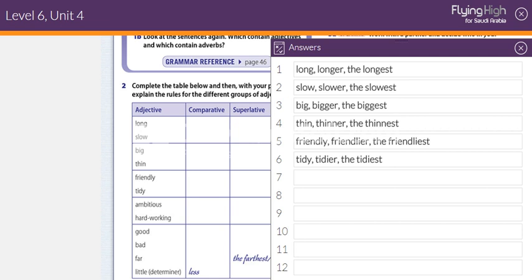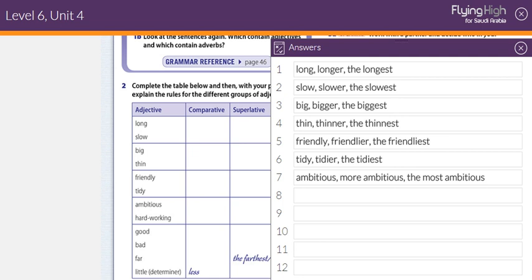The tidiest. Okay. Ambitious. This is a long adjective. The comparative, we can't add anything. So we can use more ambitious. And the superlative is the most ambitious.